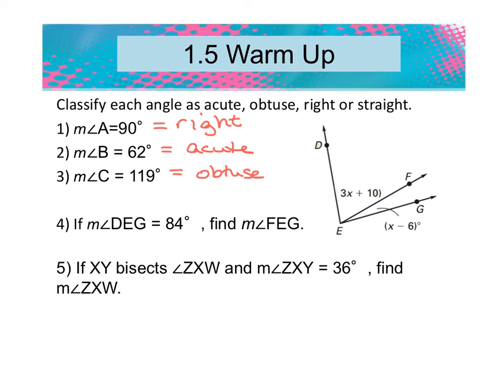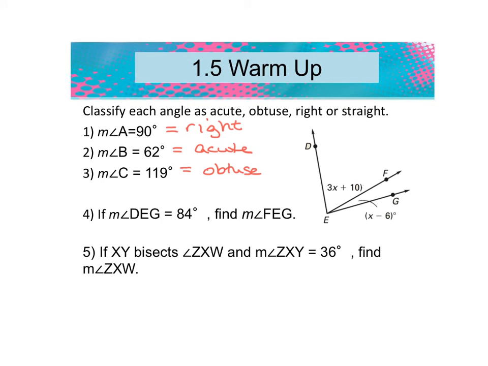The next question is referring to the figure that's given to you. So in the figure, they're telling us that angle DEG equals 84 degrees. So let me go ahead, and here's D, here's E, here's G. So they're referring to the whole angle itself, and that's 84 degrees. So from here to here, 84. In order to find FEG, this little piece right here, I'm going to use my angle addition postulate.